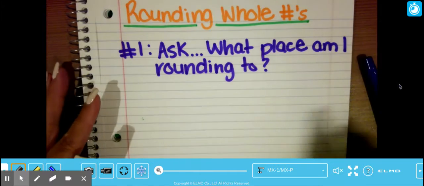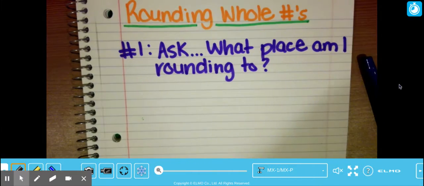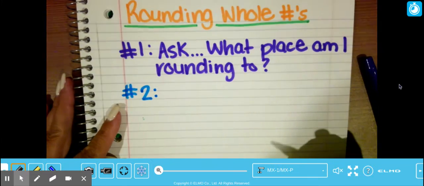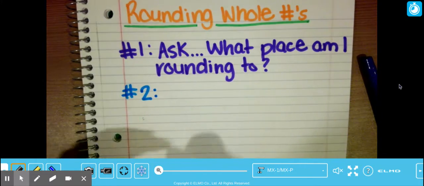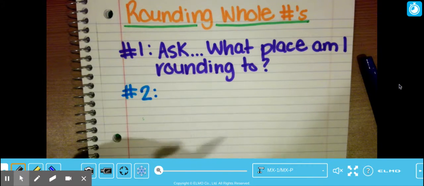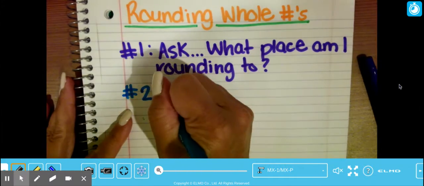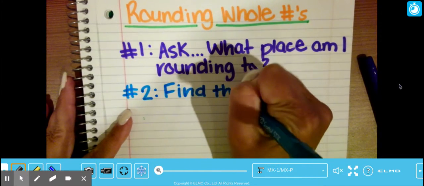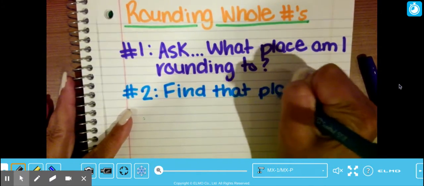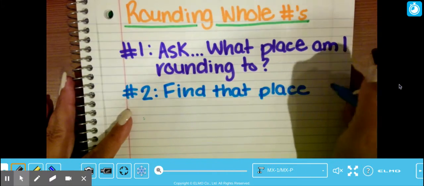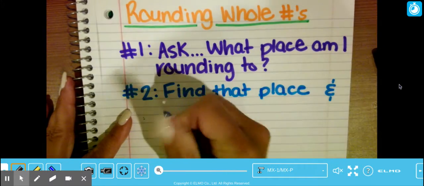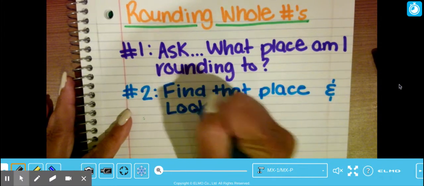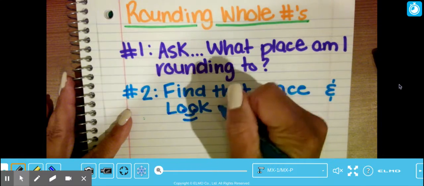All right, so once you know what place you're rounding to, the second step, number 2, is to find that place in the number that you're given and then look to the right. So we want to find that place and look. I'm going to make that guy actually looking to the right.